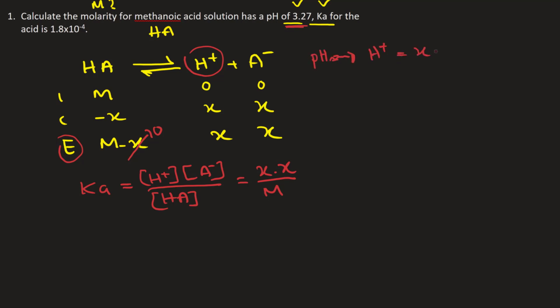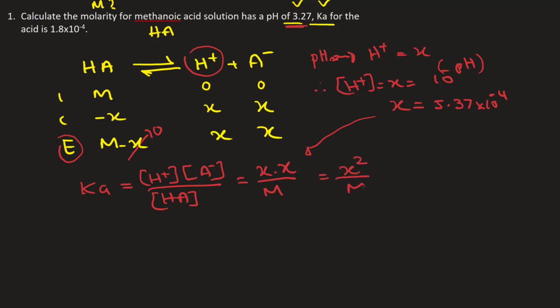Now we're going to use the pH given, 3.27, to convert to H plus. The H plus is actually x, right? So 10 to the minus pH, that's how you go from pH to the H plus. That is actually x. That gets us 5.37 times 10 to the minus 4. Know how to use the calculator. Otherwise, ask me, we can show you.